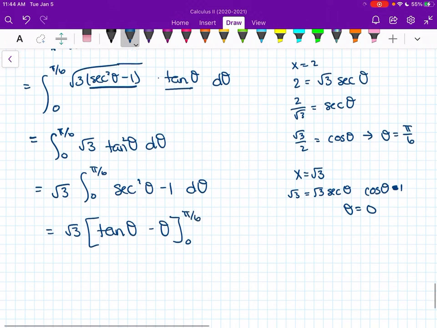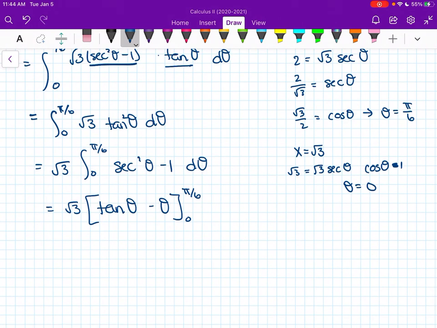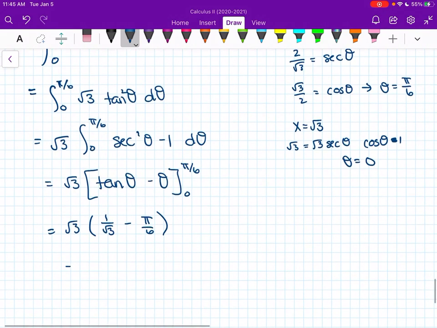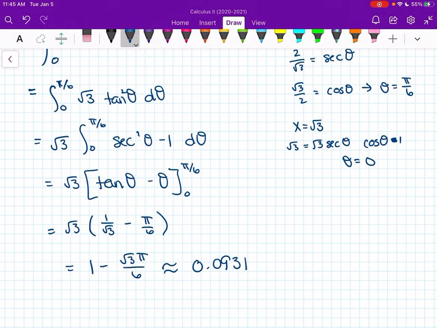And then I want to evaluate at my bounds. So I'm going to go ahead and plug in 0. I get 0, 0, 0. Plug in pi over 6. I'm going to get the square root of 3 times tangent of pi over 6, which is 1 over square root of 3, minus pi over 6. And then I'm minus 0, minus 0. So my final answer would be 1 minus square root of 3 times pi over 6, which is approximately 0.0931. Okay, so lots going on here. I know these are super tricky, so give the examples I showed you or give the homework problems a try.